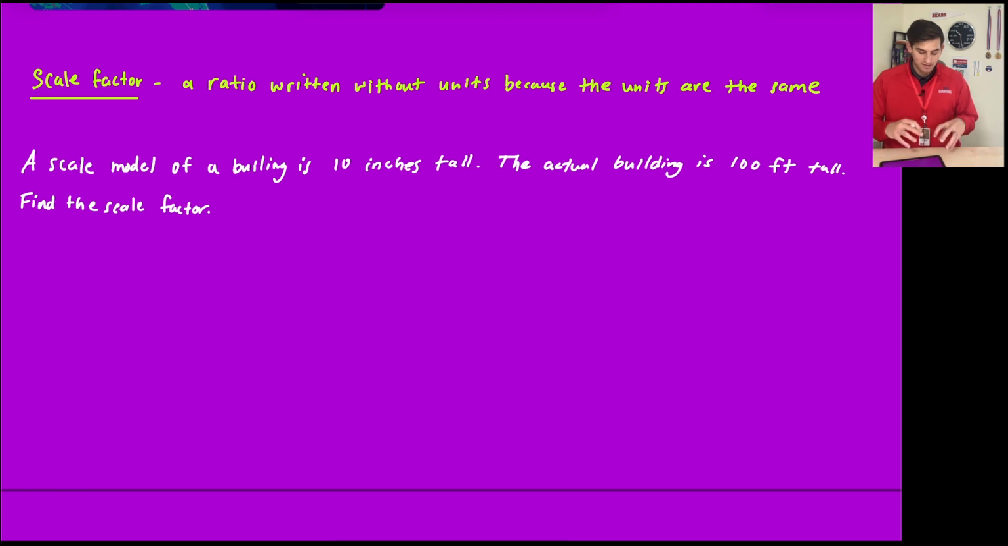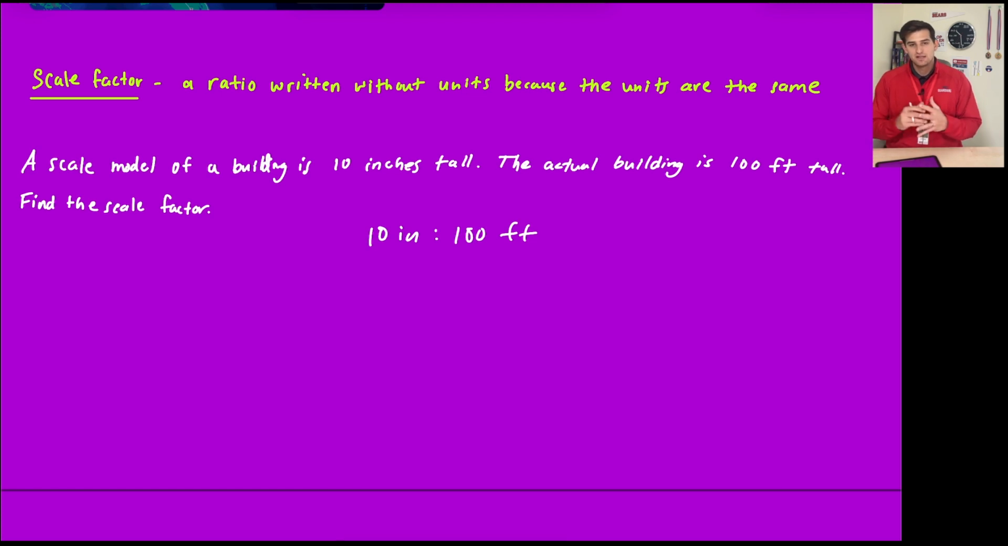So we're going to take a scale model example here of a building, and we're going to find the scale factor. So I can already see a typo that I made, a scale model of a building. Forgot my D in there, so put a D. So a scale model of a building is 10 inches tall. The actual building is 100 feet tall. Find the scale factor. Okay, so what is our ratio here? What is our scale? Well, we know that 10 inches is 100 feet.